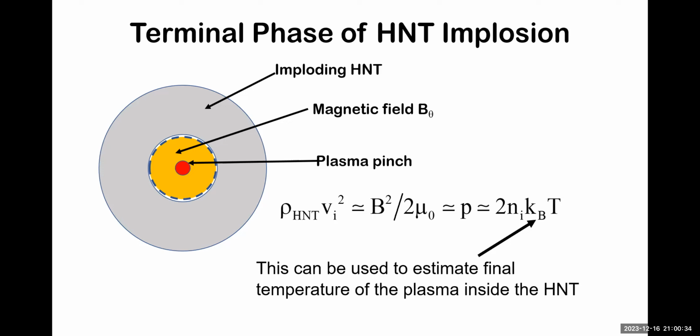So in the terminal phase, when everything comes to a standstill, all the pressures must become equal. So this is the momentum flux density. This must equal the magnetic pressure and plasma pressure, which is equal to this, the final temperature of the gas which is produced in the pinch, or the plasma in the pinch. Now, this relationship can be used to estimate the final temperature of the plasma inside the HNT.